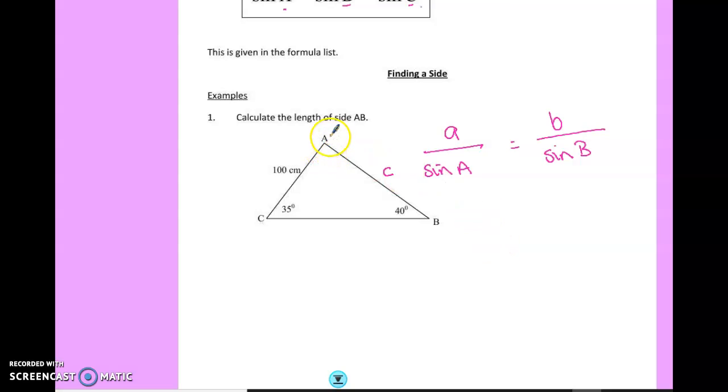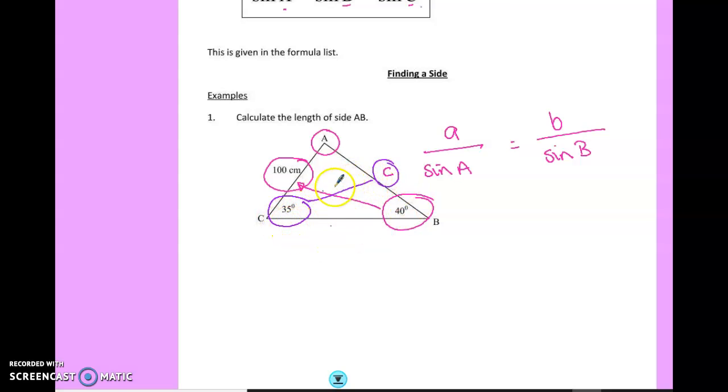Okay, so if I look at my angle A, I don't have an angle A and I don't have a side a, so I'm actually going to use different letters, though I've written a and b. What I do have is this angle and this side. So there's my first matching pair. I have also got the side that I'm trying to find and this angle here. So that's my second matching pair.